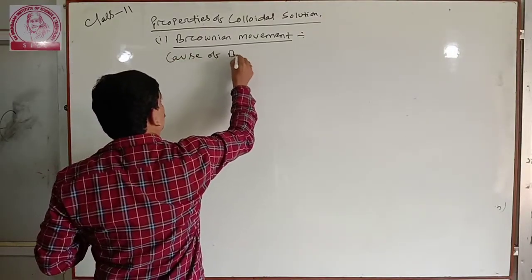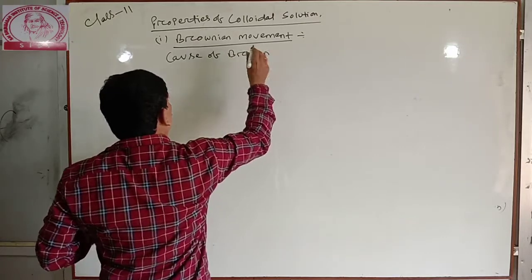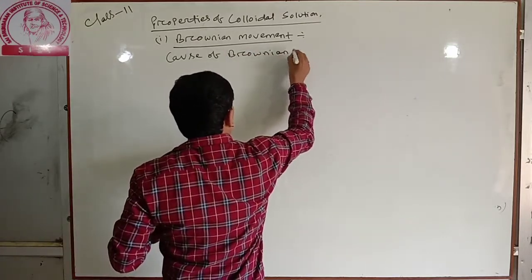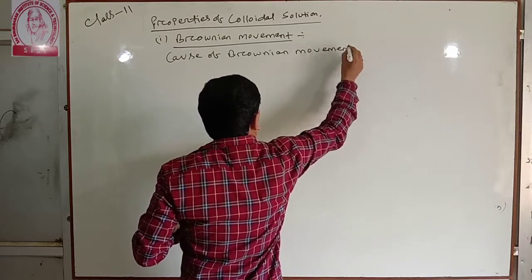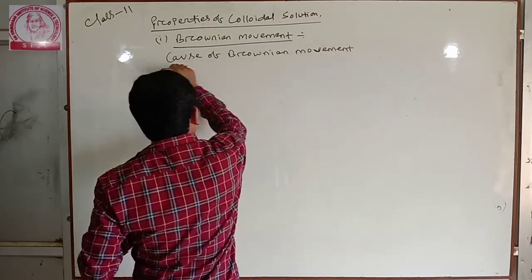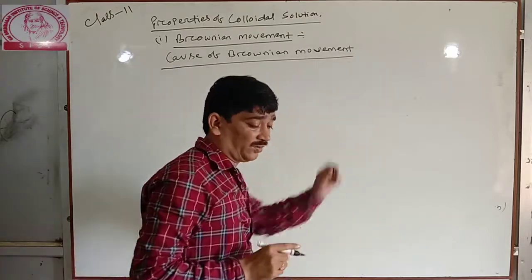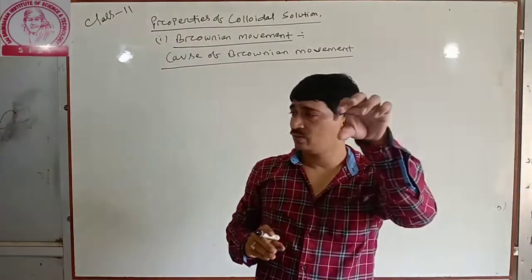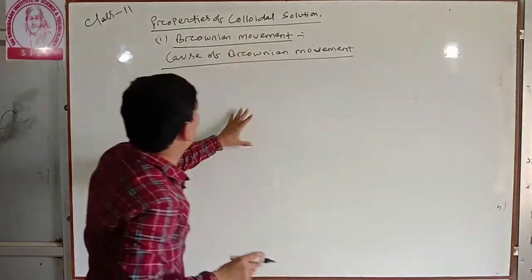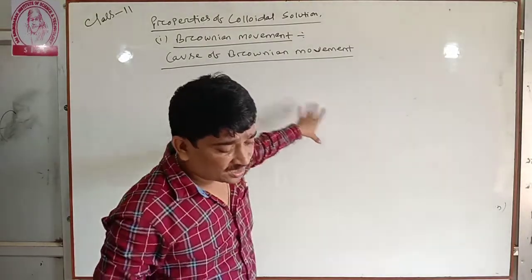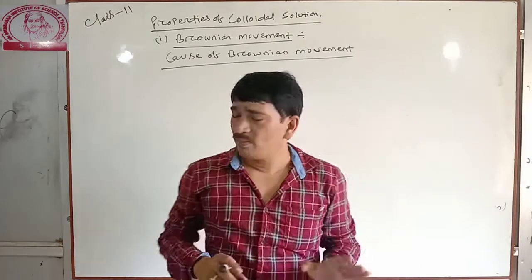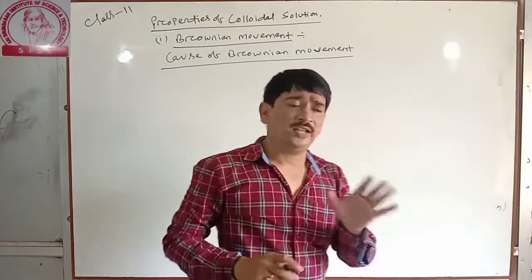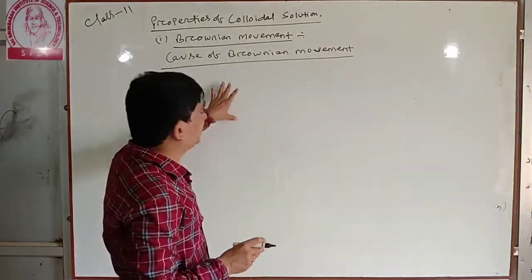Cause of Brownian movement. Very important word. So first two lines and the figure, next the cause. At least you may write this. Other lines you may write or may not; it is up to you. But if you write, then okay. If you cannot, then you will also write this part.